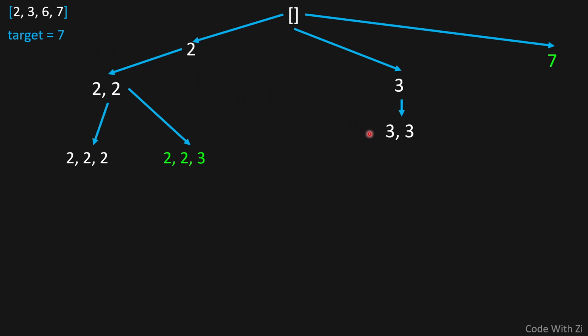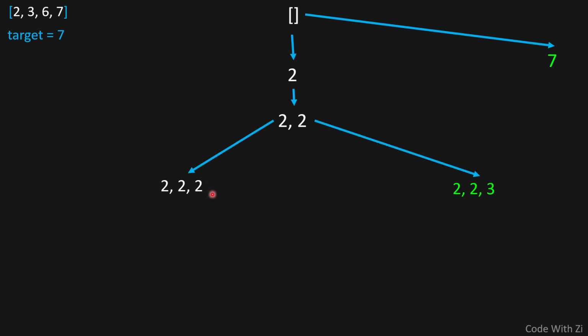So let's expand this. We're currently at 3, so we can't add any other number that comes before 3. So let's add 3, 6, and 7. 3, 6, 7, like so. And if we check, the sum of this is going to be 9, which is greater than our target. And same thing for these two, so we're going to ignore them entirely. Now I'll bring this here so we can expand this one further.